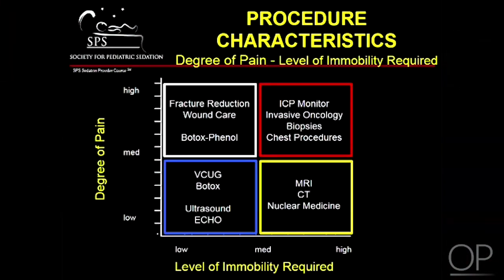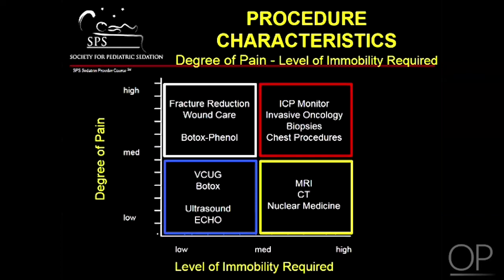One of the ways of classifying procedures that is particularly useful in choosing the most appropriate sedative drug is by determining both the amount of pain and discomfort associated with the procedure and the degree of immobility or stillness required for the procedure to be completed successfully. Procedures in the lower left box have no or low levels of discomfort and do not typically require high levels of immobility. Examples of procedures in this category are ultrasounds, echocardiograms, voiding cystourethograms, and Botox injections. For these types of procedures, minimal to moderate sedation would usually suffice. This could be easily accomplished with drugs like midazolam and nitrous oxide.